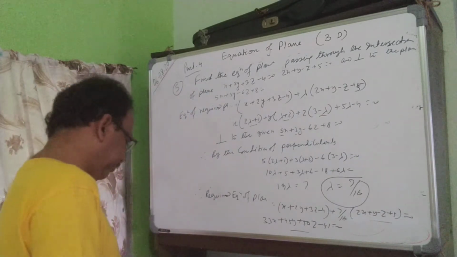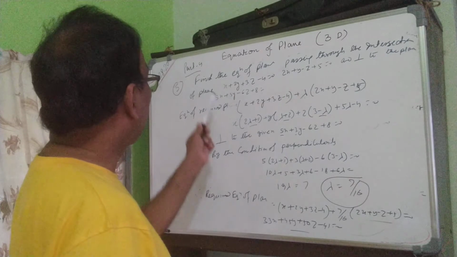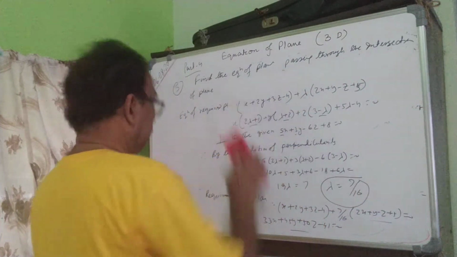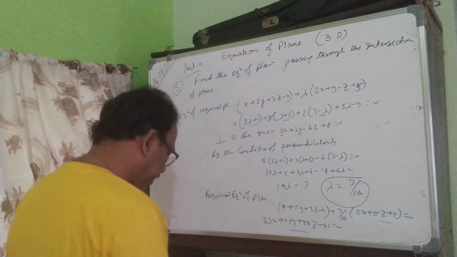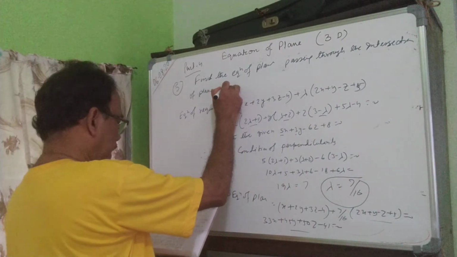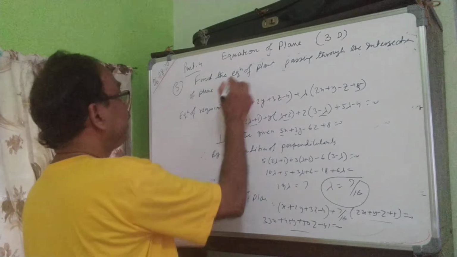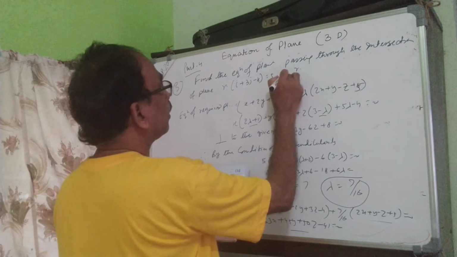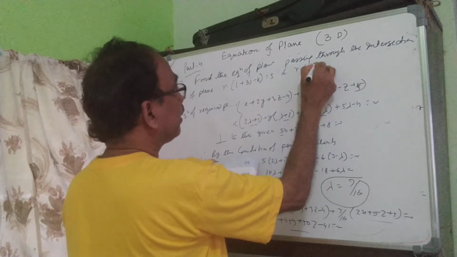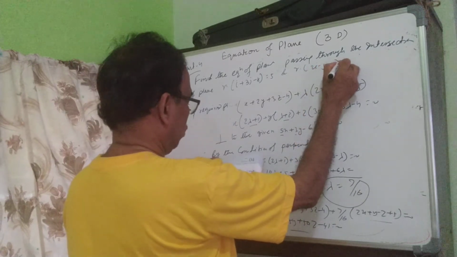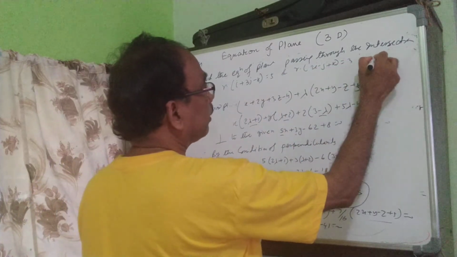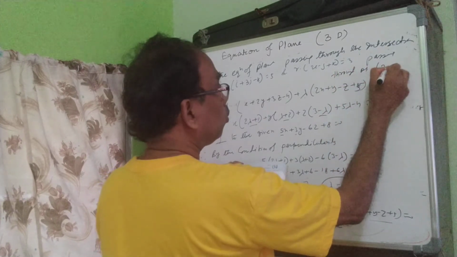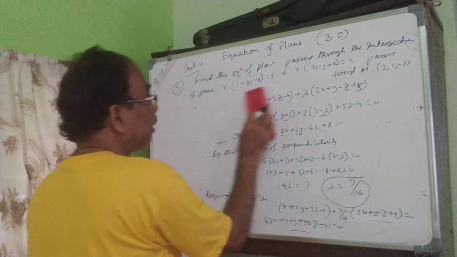Now, if the equation of the plane is given in vector form, find the equation of the plane through the intersection of two planes in vector form: r dot (i plus 3j minus k) equals 5 and r dot (2i minus j plus k) equals 3, passing through the point (2, 1, minus 2). So this is a different method.